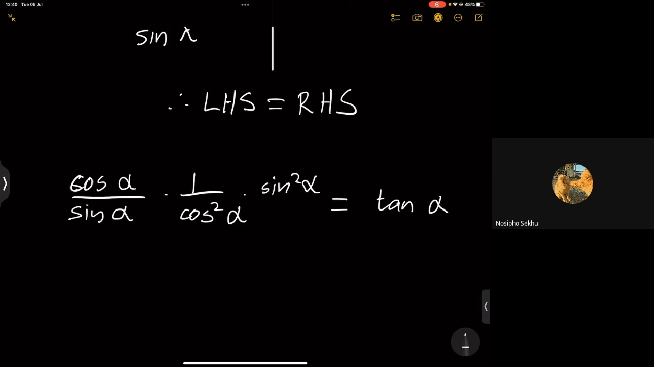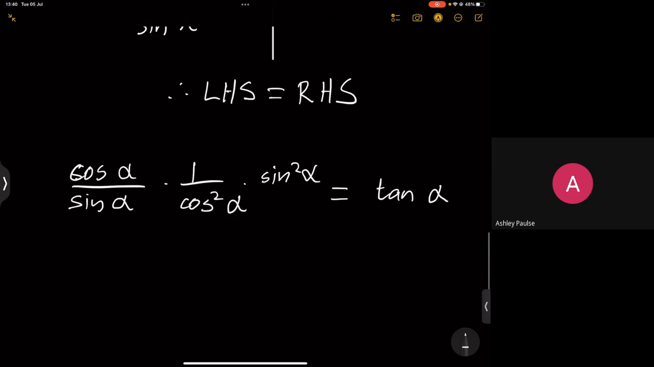All right, Ashley, are you still awake? Yes, sir. Beautiful stuff. Please take us through this one. I would cancel cos. No, first I would change sine squared of alpha into 1 minus cos squared of alpha. Say that again. So you're going to change what? Sine squared alpha into 1 minus cos squared alpha.